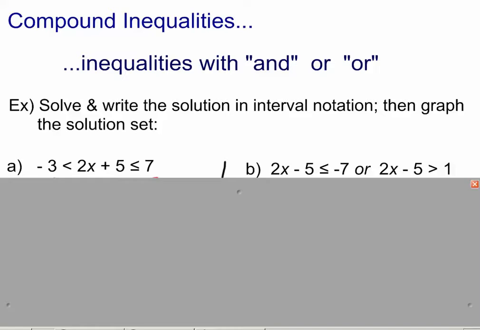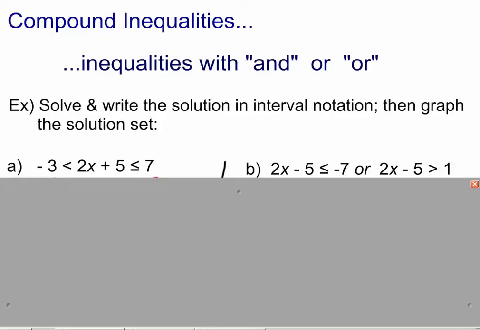Okay, so this first one, there are no words in it, but really if I read it correctly, it's saying -3 is less than 2x plus 5, and 2x plus 5 is less than or equal to 7. So the word "and" is there, it's just implied. Over here, we can't make any kind of single statement when the word "or" is involved. It's either this is true or this is true. We can't join them in any fashion.